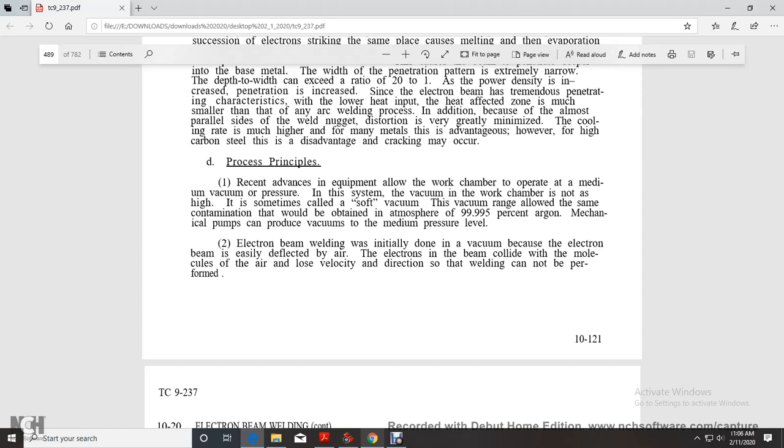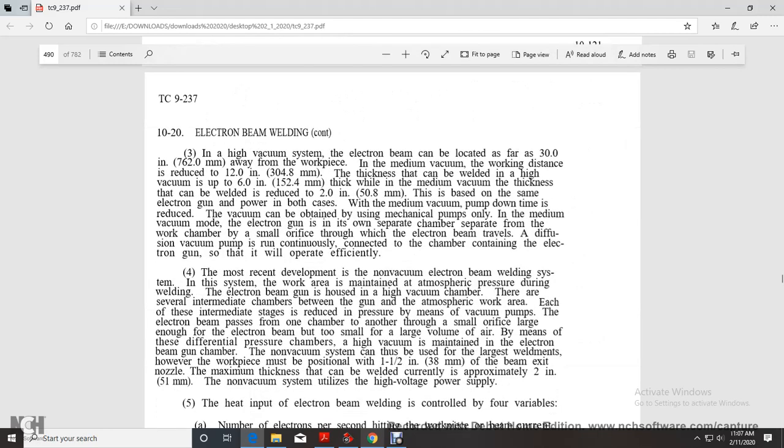Now, process principles. Some equipment allows the work chamber to operate at a medium vacuum pressure, sometimes called a soft vacuum, which is not as high a vacuum, and allows some contamination from the atmosphere. 99.995% argon; mechanical pumps produce a vacuum of the medium pressure level. Electron beam welding is done in a vacuum because the electron beam is easily deflected in air. The beam collides with air molecules, losing velocity and direction, so the welding cannot be performed.